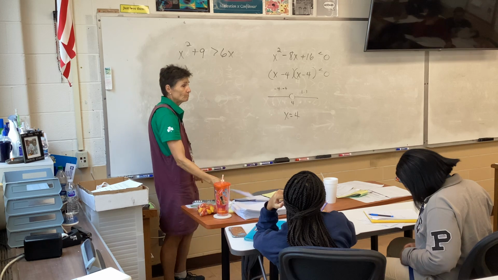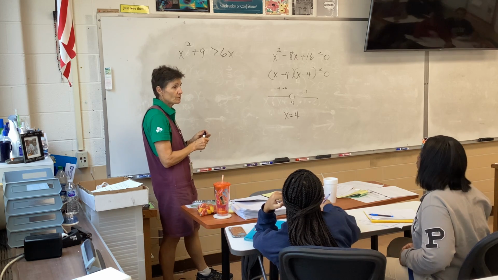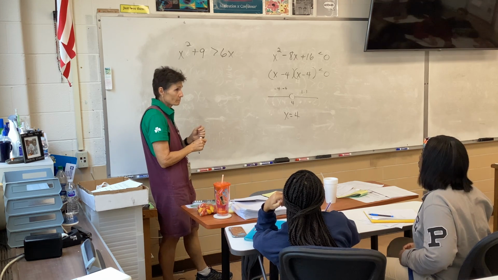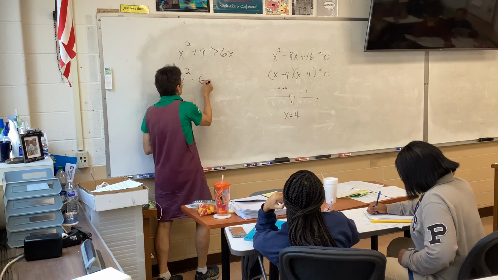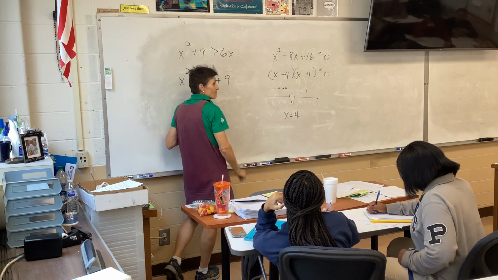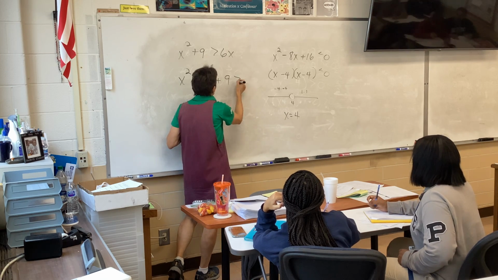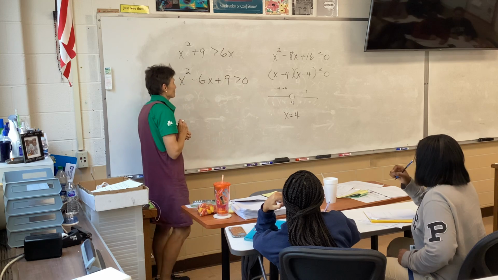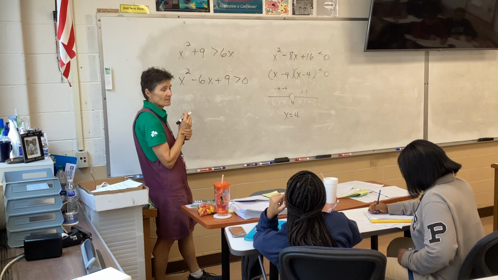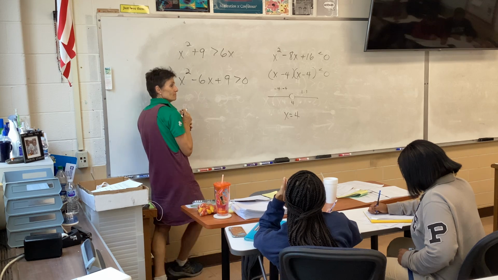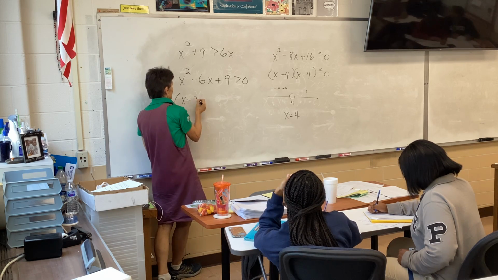Okay, here we go. What do you want to do to get started? Subtract 6. Get 0. Okay, what about this guy now? Meg? It'd be x minus 3 squared.